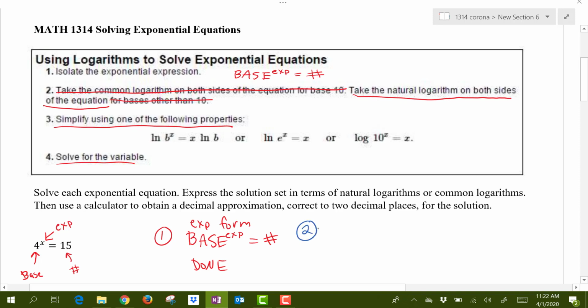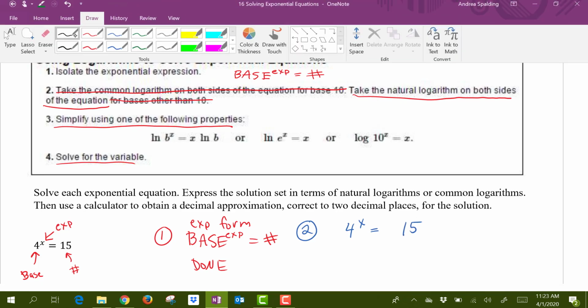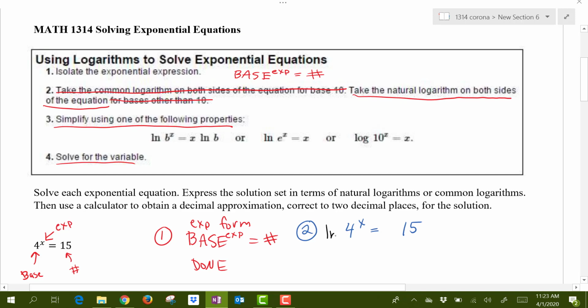Okay, step 2 is to apply a natural log to both sides. So we have 4 to the x equals 15. I'm going to take the equation that's in exponential form and apply natural log to both sides. So I have to apply natural log to everything I see. So it's ln of the left and ln of the right. On both sides of the equal sign, I have to write ln. I have to put everything on the left side in parentheses to become the input for that log, and everything on the right side also has to become input for that one log on the right side.